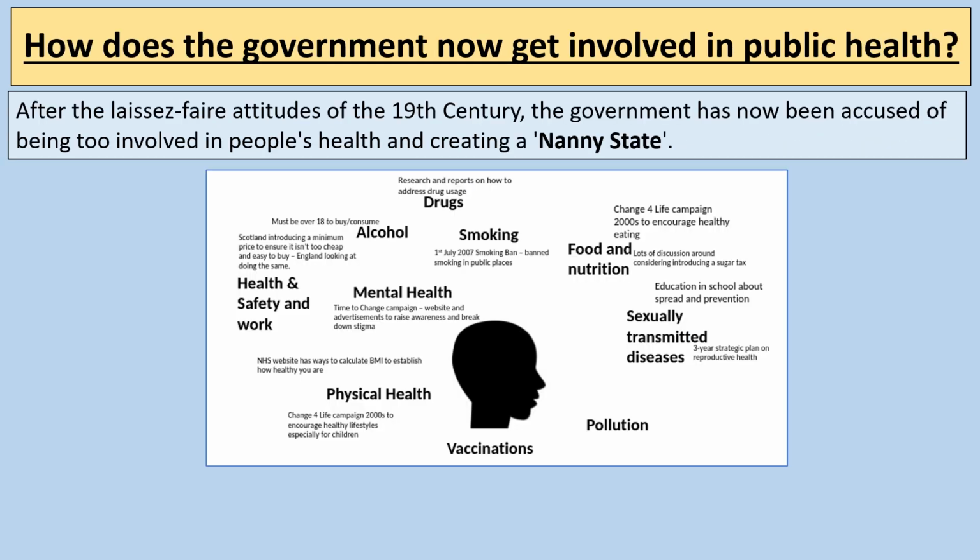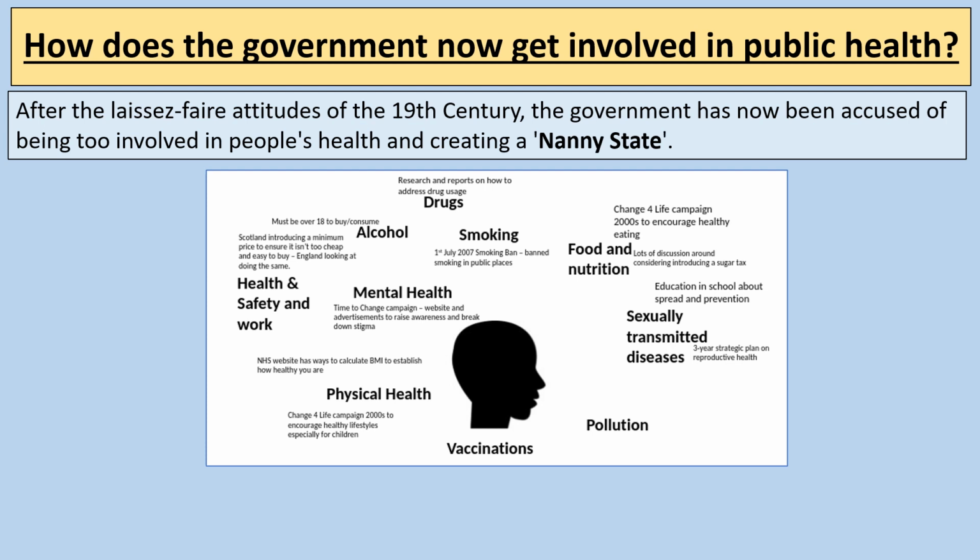So the government now gets involved in public health in lots of different ways. Okay, so after the laissez-faire attitude of the 19th century, the government has now been accused of being too involved in people's health and creating a nanny state. The NHS website allows you to calculate your BMI to establish how healthy you are. They run vaccination programs. They run campaigns such as the Change for Life campaign in the 2000s to encourage healthy lifestyles. They have health and safety at work.